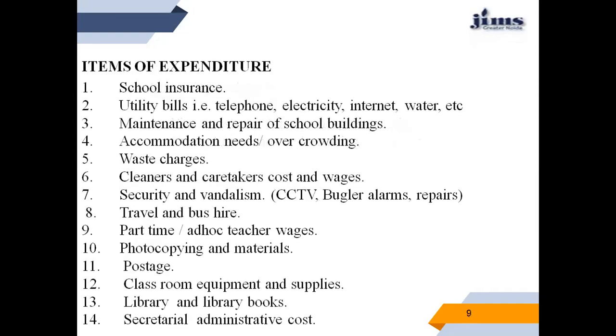The items of expenditure in a school are, first, the school insurance; second, utility bills, that is the telephone, electricity, internet, water, etc.; thirdly, maintenance and repair of the school building. These are the recurring expenditures.